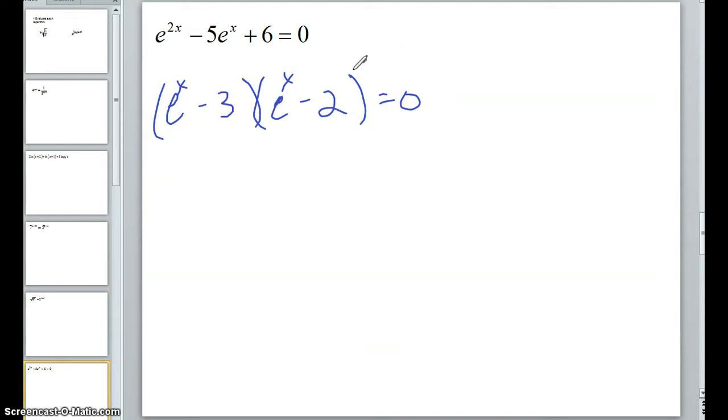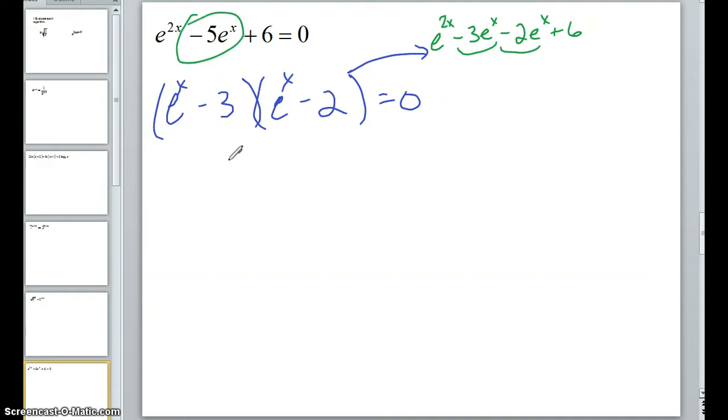Okay? So just here's a side note. We'll FOIL it out just so you can see what it looks like FOILed. Anyway, e times e is e to the x squared, which is e to the 2x. Minus 3 e to the x. Minus 2 e to the x. Plus 6. Minus 3 minus 2 is -5. Okay, so we get the same thing.